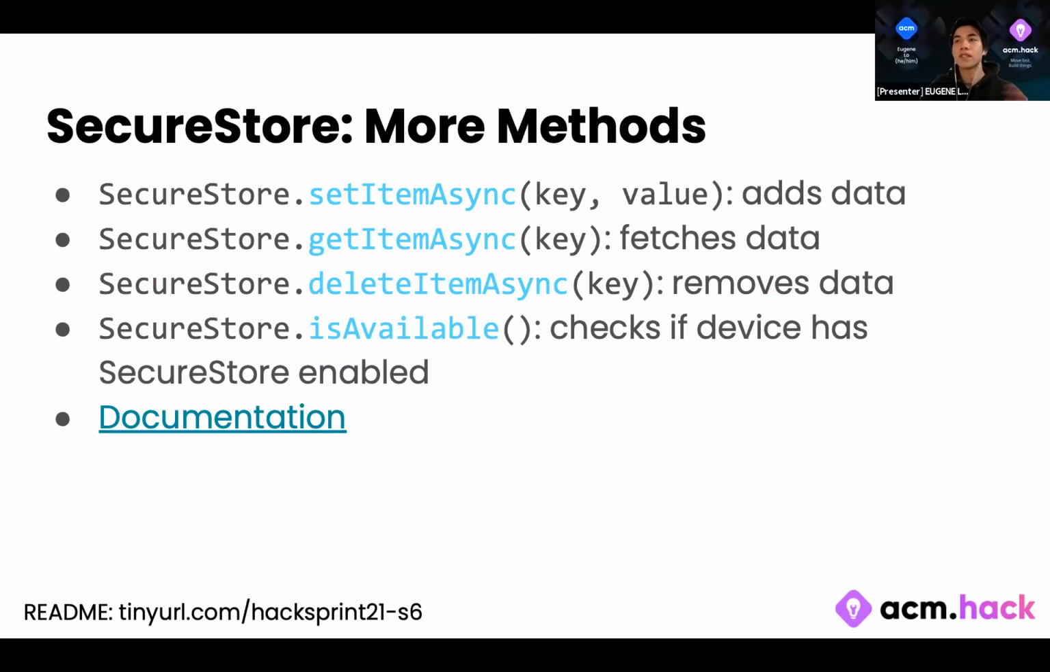Okay, so here are some more methods besides setItemAsync and getItemAsync. Another one is deleteItemAsync, which is similar to what you saw before. It just gets rid of the value once you provide the key. And again, I've linked the documentation here if you're curious about all this stuff and want to know about it in more detail.